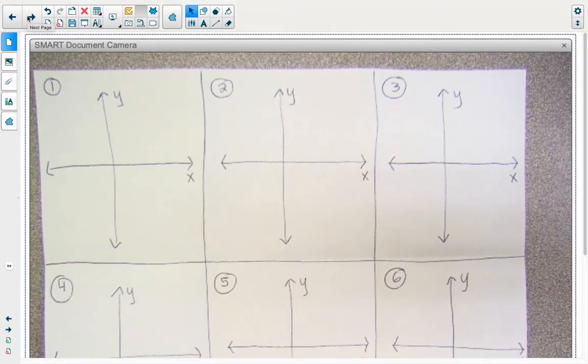Good morning. Today we're going to be graphing polynomials. I'm going to give you some criteria, and then based off of what I give you, you will draw a polynomial. A few things that you need to make sure you've done.